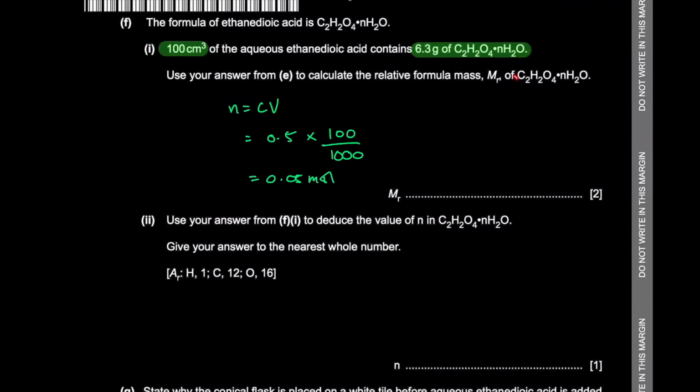And then we need to find the Mr. We're given the mass. We know number of moles is mass over Mr. We can rearrange this, right? Get the Mr to the left and get the n down. So we get Mr is equal to mass divided by moles, which is 6.3 divided by 0.05, and we get 126. Okay, so that's the Mr, 126.